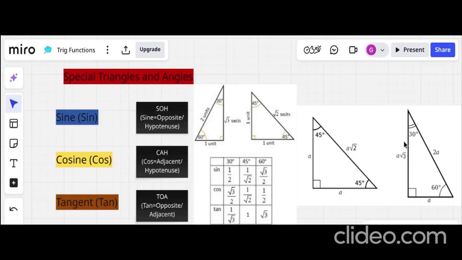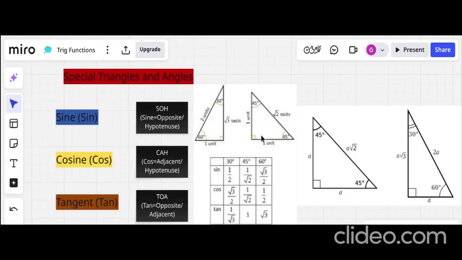Next up is this 30, 60, 90 triangle. This one's a little harder to remember, but think of this small angle. The 30 goes with the square root 3, and then the 60 goes with the whole A right here. So this 2a right here is going to be the hypotenuse, and there's not as easy of a mnemonic to remember that, but you'll just kind of have to commit this to memory. So right next to the 60 is the a, and right next to the 30 is the a times square root 3.